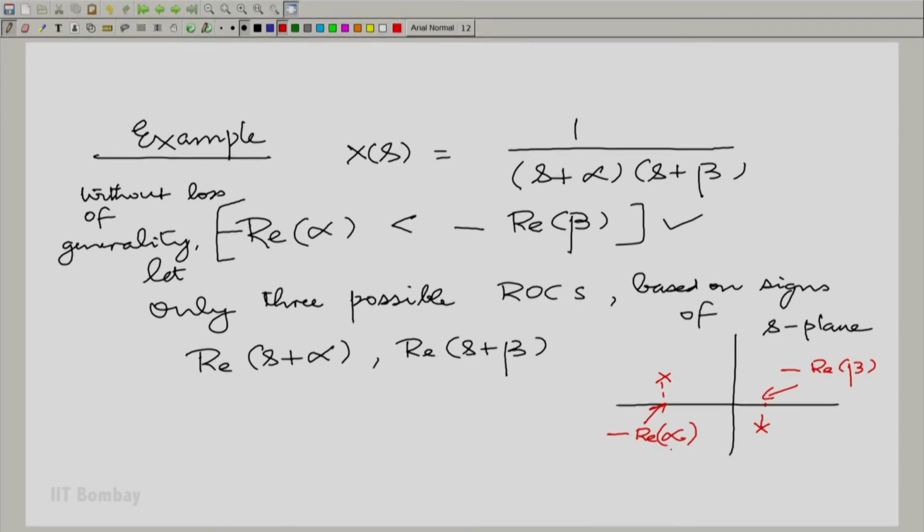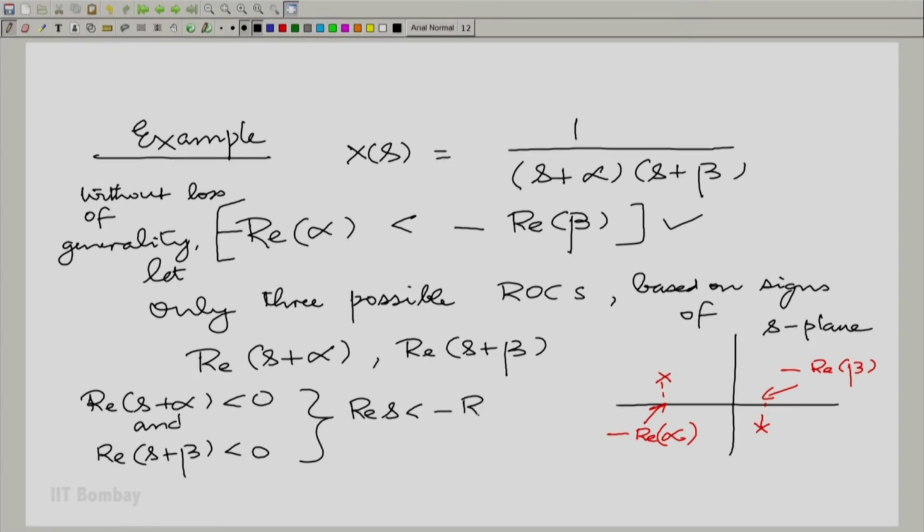So, either we could have real part of s plus alpha less than 0 and real part of s plus beta less than 0, which amounts to saying that real part of s is essentially less than minus real part of alpha, because that automatically ensures the second condition, because minus real part of alpha is of course less than minus real part of beta. So, nothing more needs to be said.